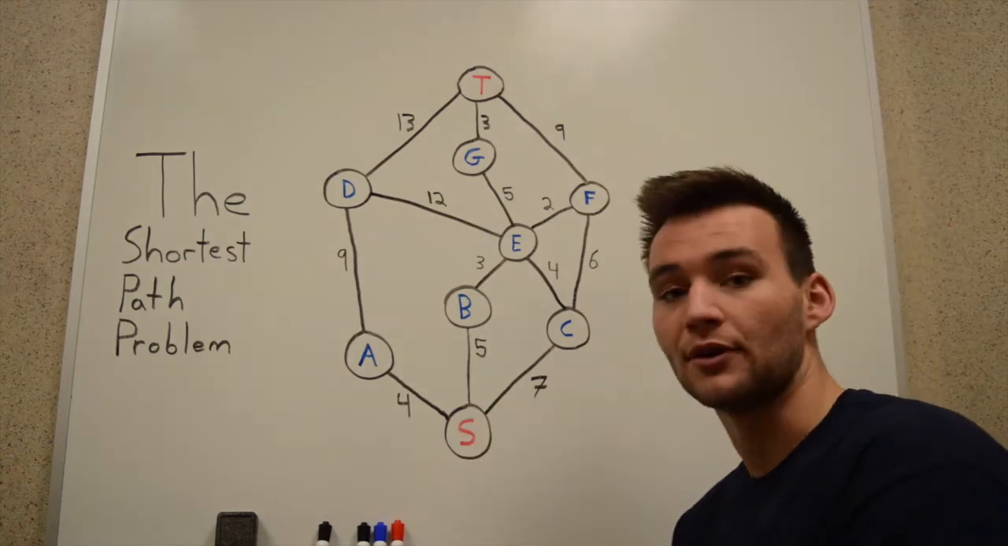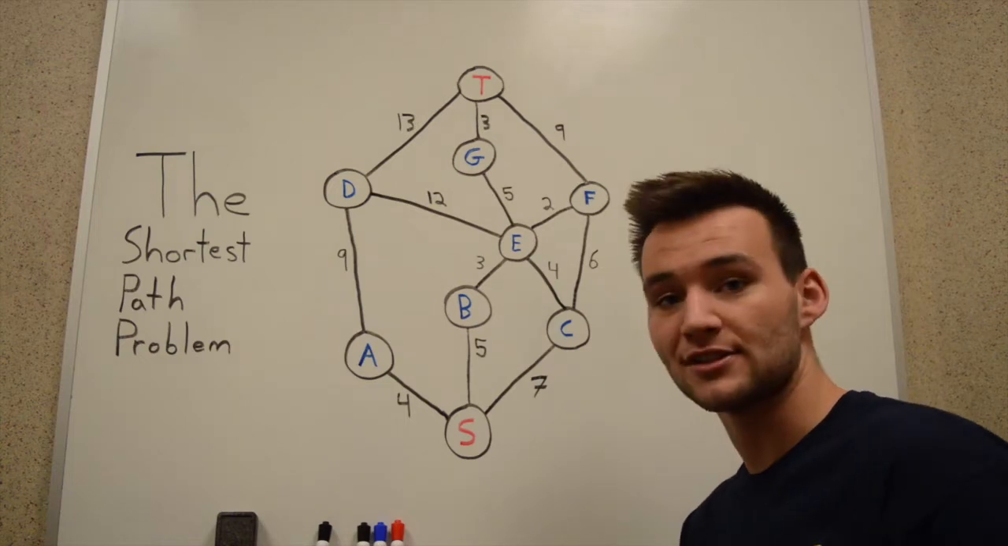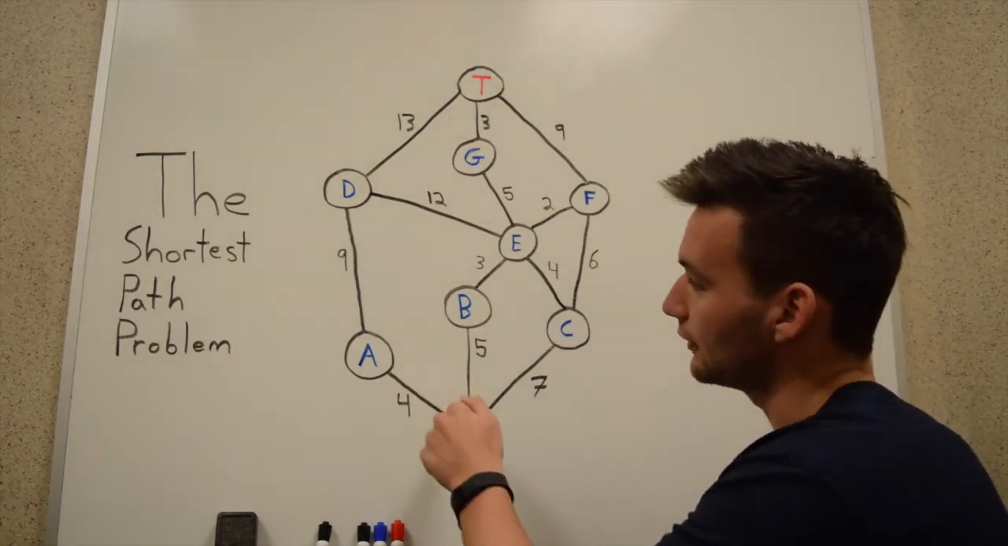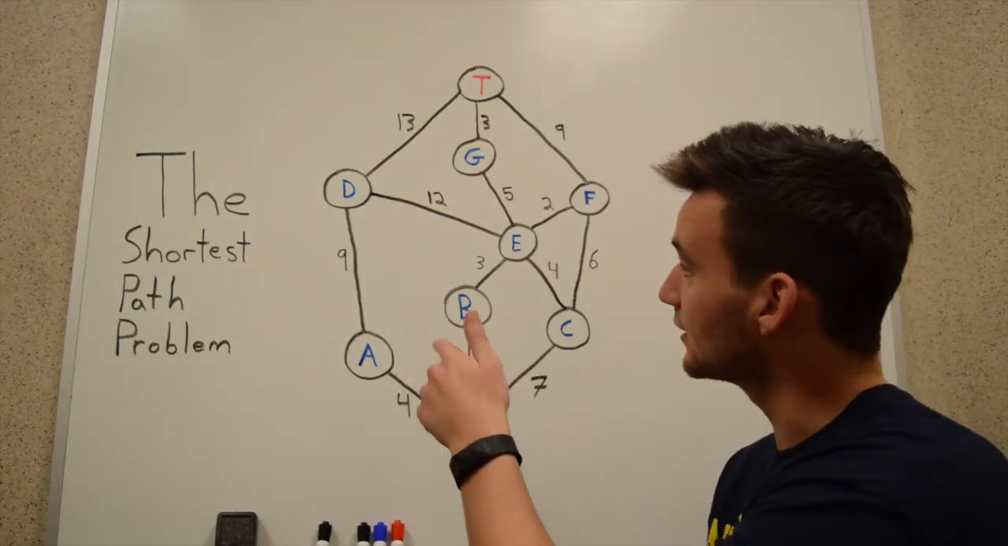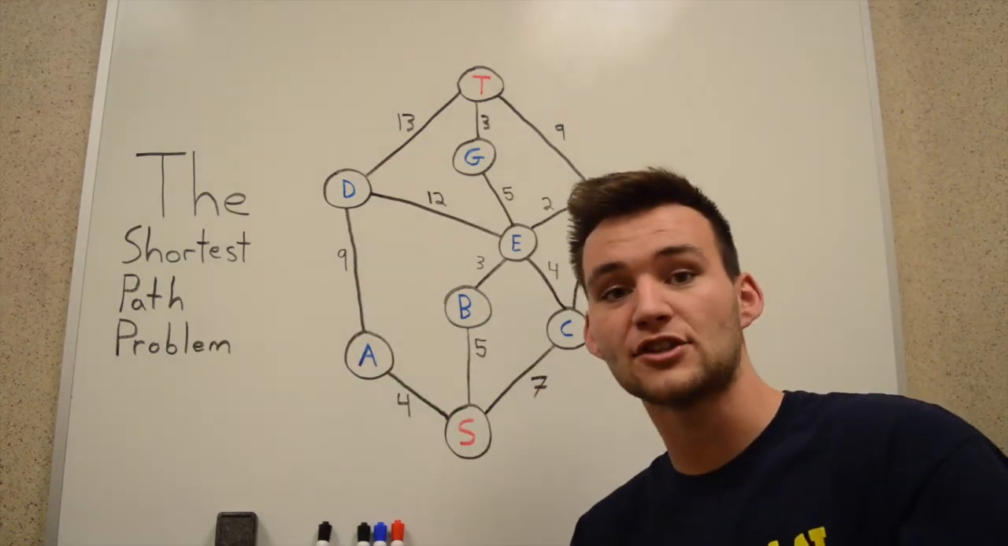The circles, or nodes, represent locations. They could be locations in the physical world or theoretical locations. And the lines connecting these nodes are called edges. If you notice here, each edge has a number by it. That number is called the edge's weight.